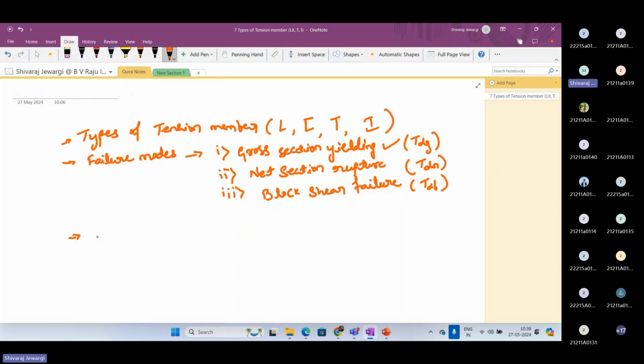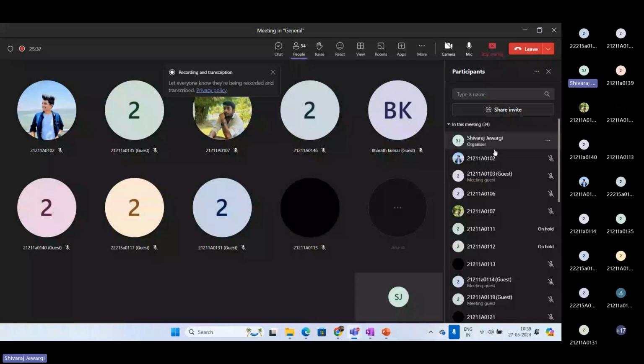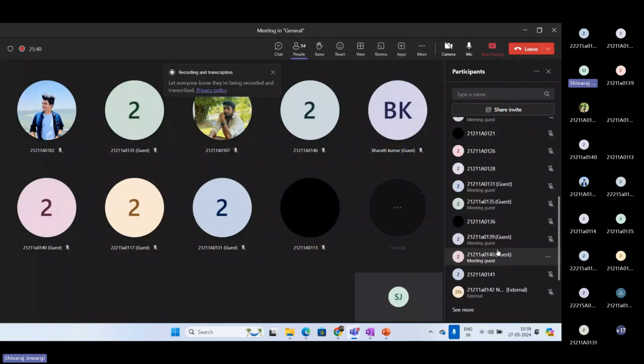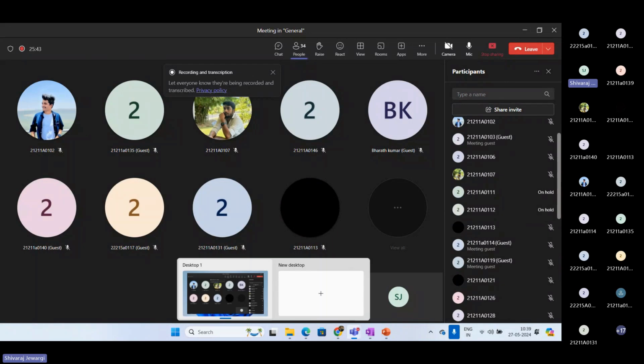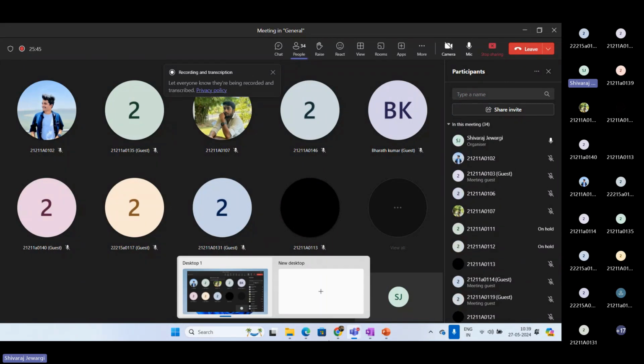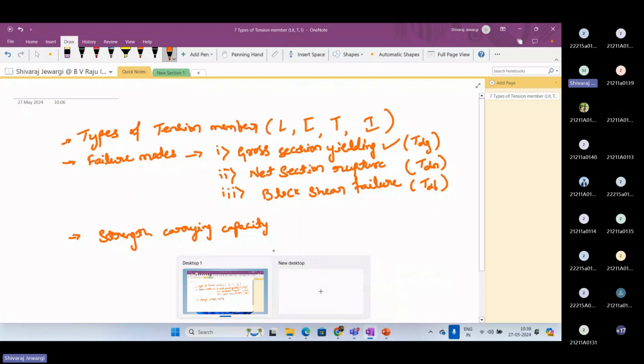Okay, and next, after failure modes, we have calculated the strength carrying capacity, isn't it? Based on the failures, the strength carrying capacity of a section, whatever the section, maybe it is a channel section or I section or angle section, whatever it is. So the strength carrying capacity.